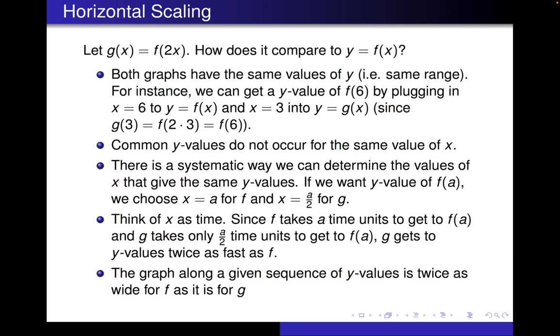So no matter how long it takes to get to f of a, we can get there in half the time for g. So that means the graph along a given sequence of y values is twice as wide for f as it is for g. Twice as wide for f because it takes twice as long along the x-axis, as it is for g, which takes a shorter time along the x-axis. Or if you want to think of it the other way around, we can think of g being half as wide as f because it gets there in half the time.